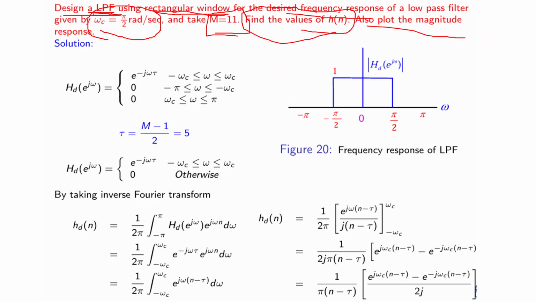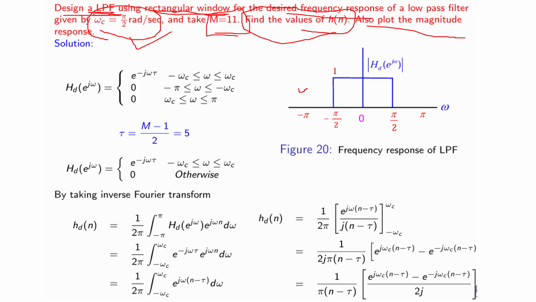So let's find out h of n. In order to find h of n, we first have to find hd of n, that is, the transfer function of your LPF. Then we will find the function of the rectangular window, and then we will multiply and we'll get h of n, right? So that is the way. So let's find the transfer function for your LPF.